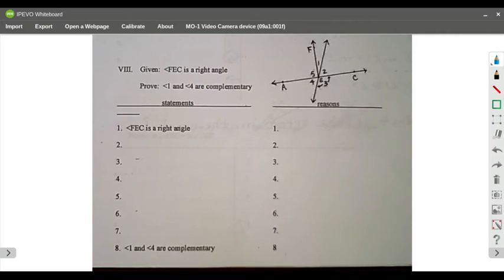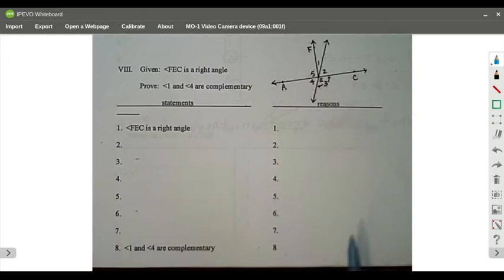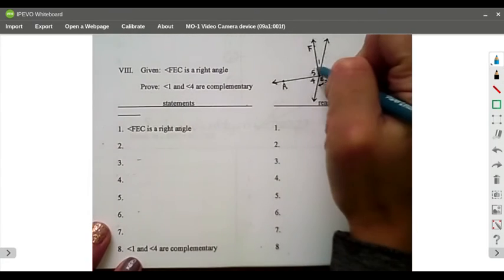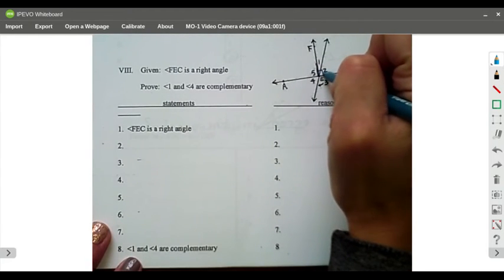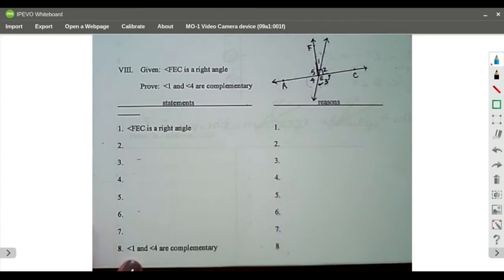Okay. So, on number 8, we are given that FEC is a right angle, and we're trying to prove that 1 and 4 are complementary. So we're given FEC is a right angle. We're trying to show that 1 plus 4 equal 90.